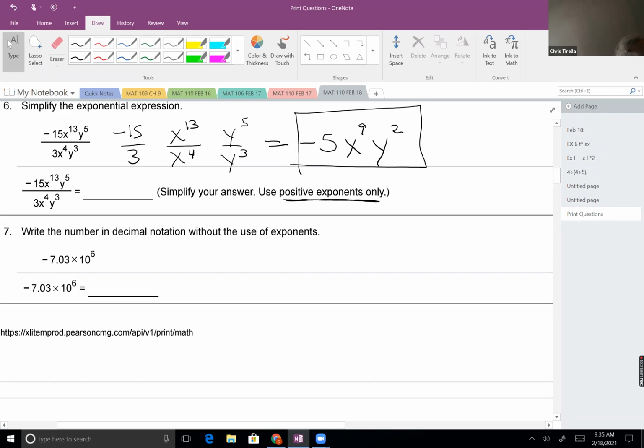Is this pacing okay? Am I going too slow for you guys? Am I going too fast for you guys? Are we all right? This is pretty on pace. Yeah.